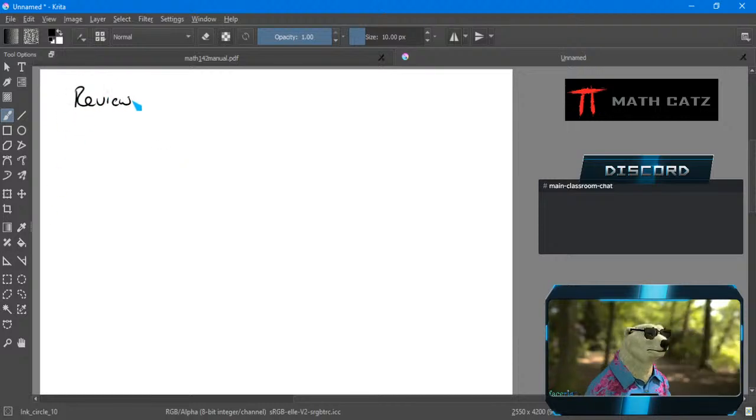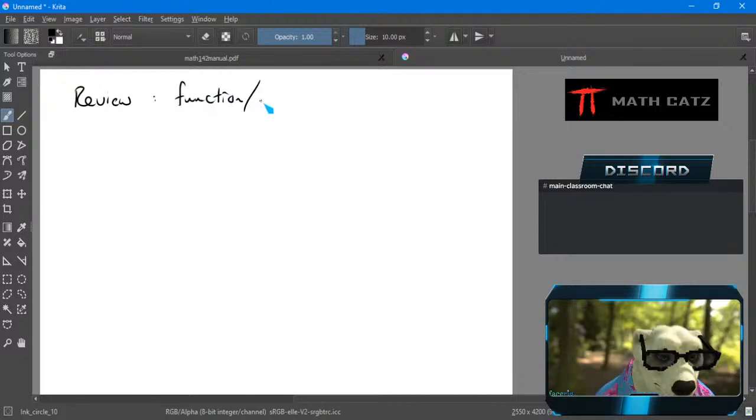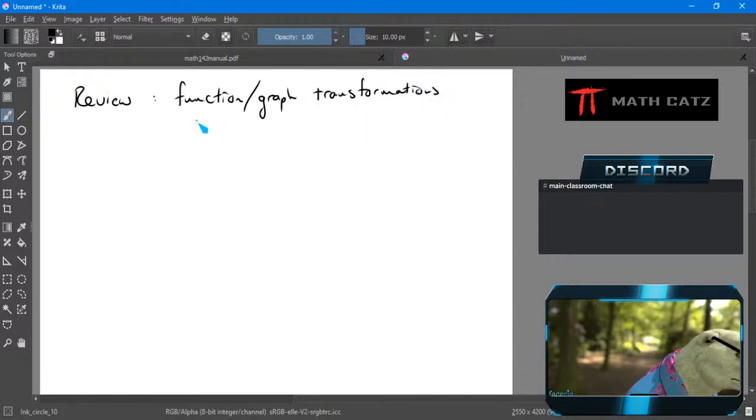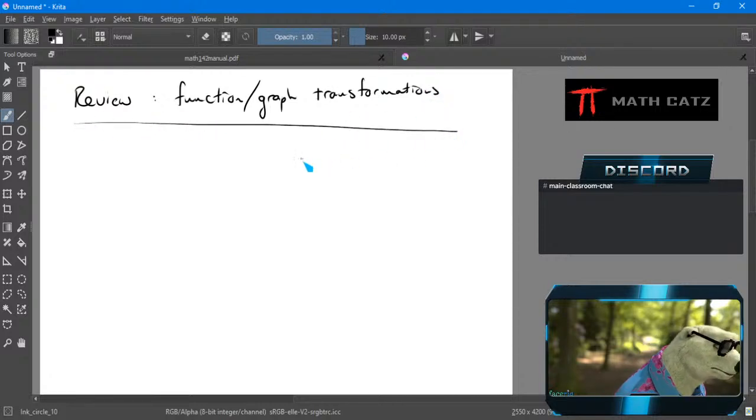Review from yesterday. Function transformations, and therefore graph transformations as a result. Of course, you can technically do these transformations in any order. Some, however, will be more convenient to do first and some more convenient to do last. If I have my basic function, I'll just do them in this order.